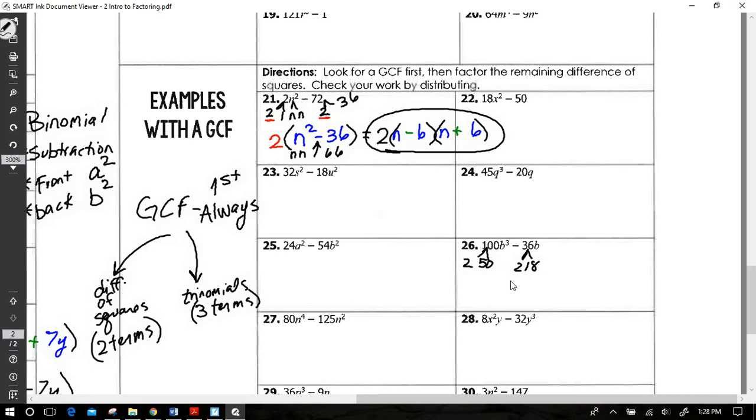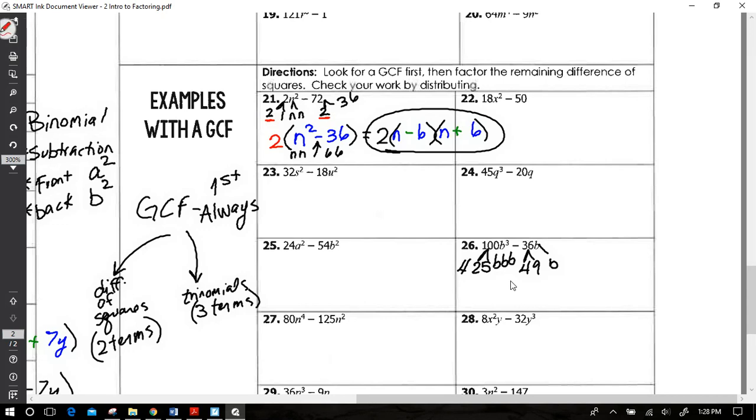Let's see. 4 times 25 is 100. Can I do that with 36? 4 times 9 is 36. So I want the largest number. So yes, these both work, but I want the largest one that I can take out. Okay, so I'm going to go with the 4 and 25 and the 4 and the 9. 4, 25, 4, and 9. And then this one has a B, and this one has 3 B's.